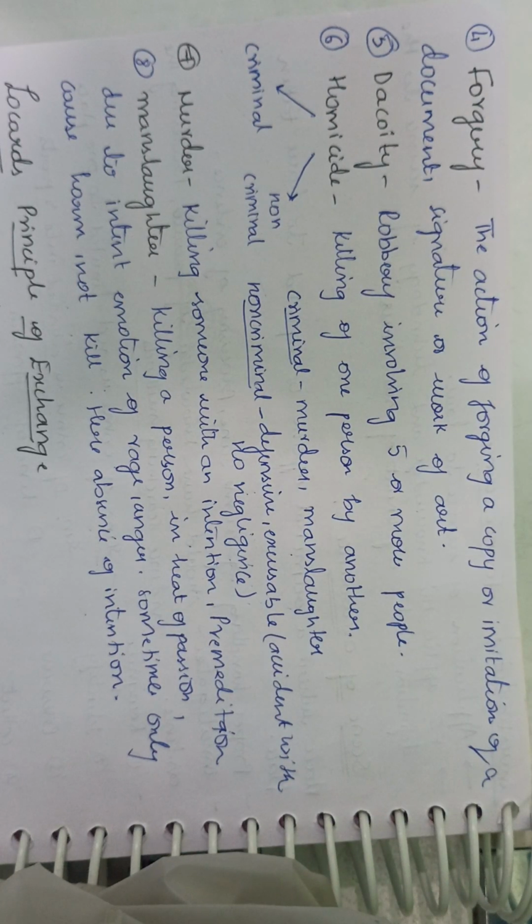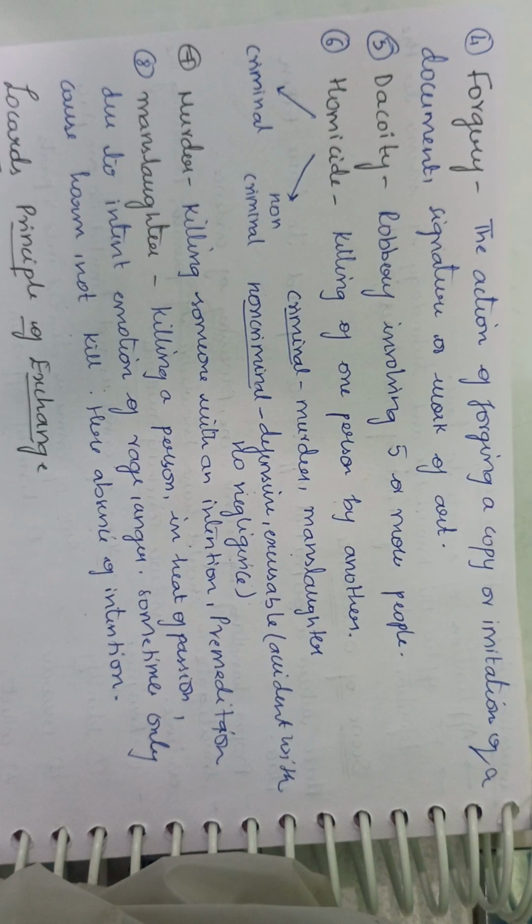Then next, forgery. Just now I said that forgery is a crime where we don't have any scene of occurrence. Forgery means the action of forging a copy or imitation of a document, signature, or work of art, which means we are copying someone's signature and the like. Okay, so this forging crime is usually seen with document crimes. They usually try to forge the signatures and this crime is committed like that.